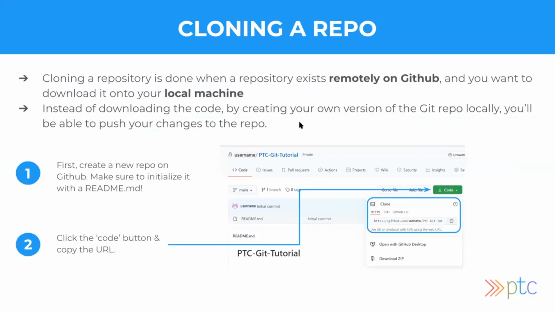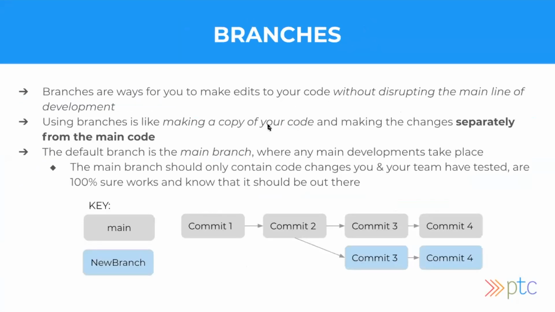So branching is a way for you to make edits to your code without disrupting the main line of development. Using branches is like creating a copy of your code and then making changes separately from that main code. The default branch is the main branch, where any main developments take place. This is automatically created for you by Git.